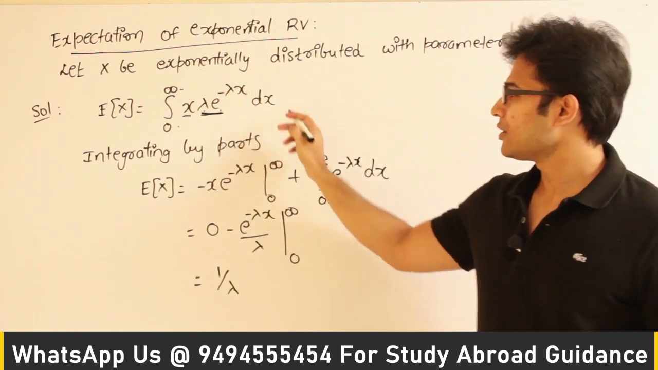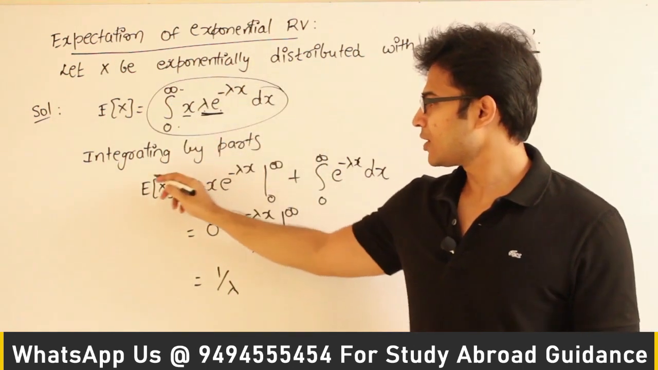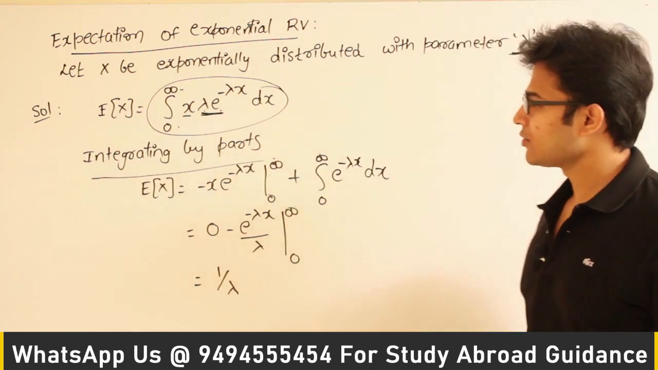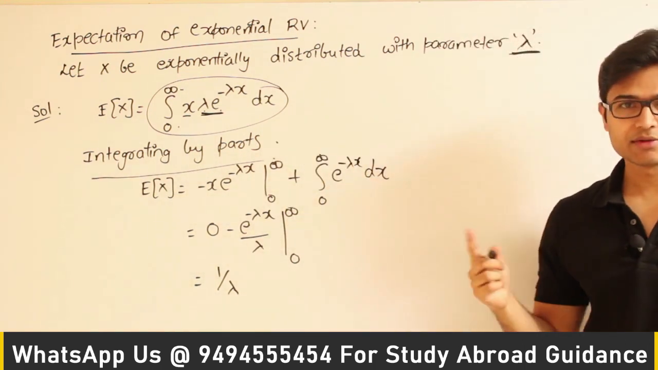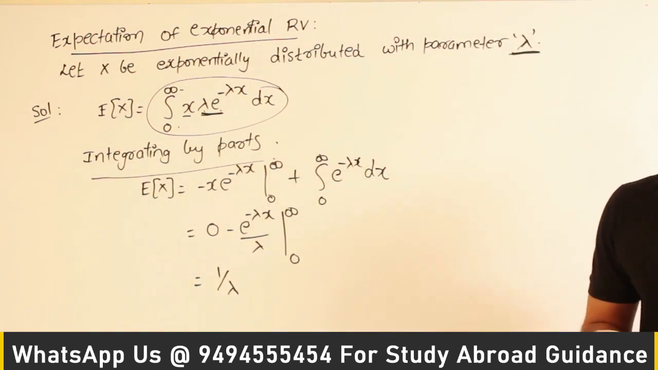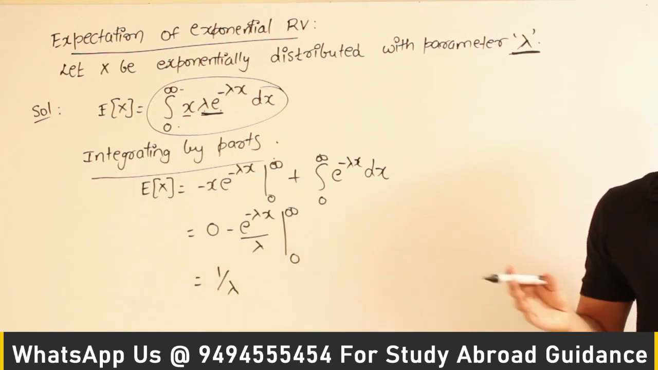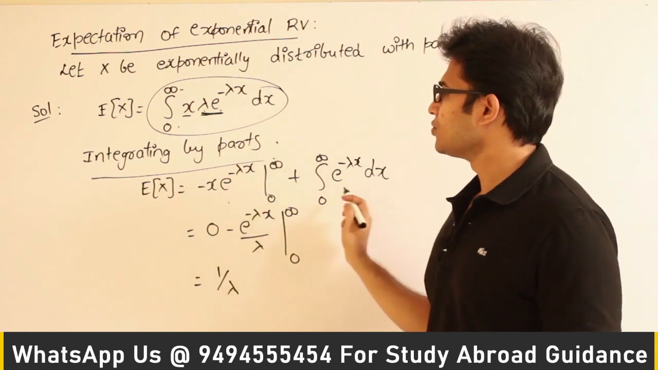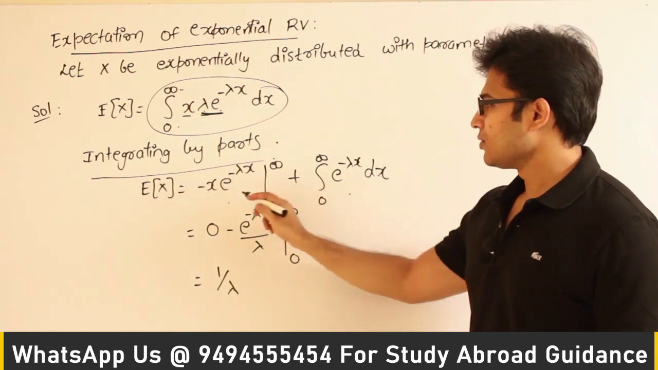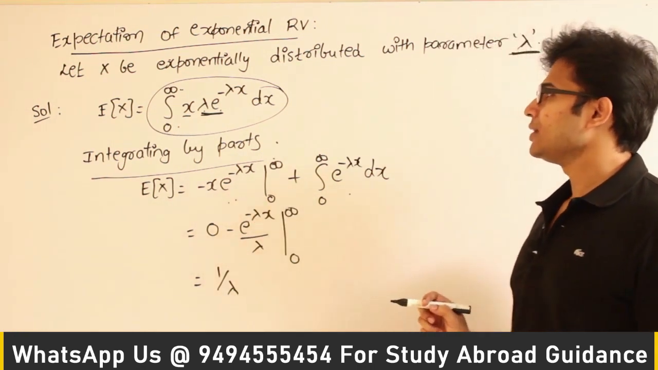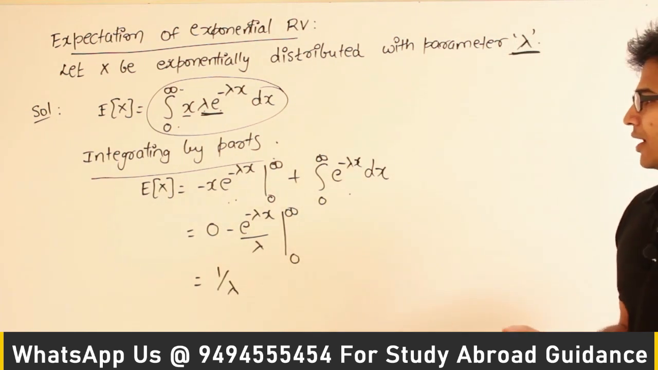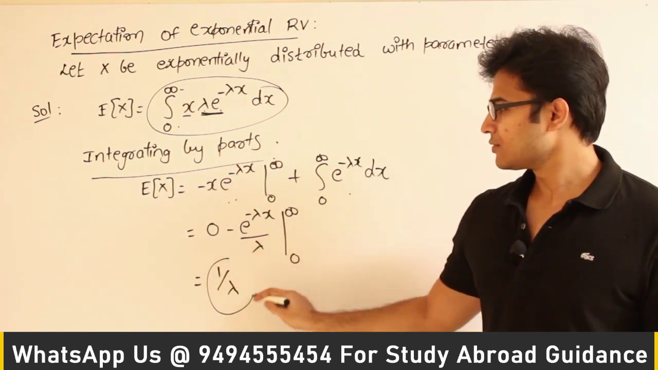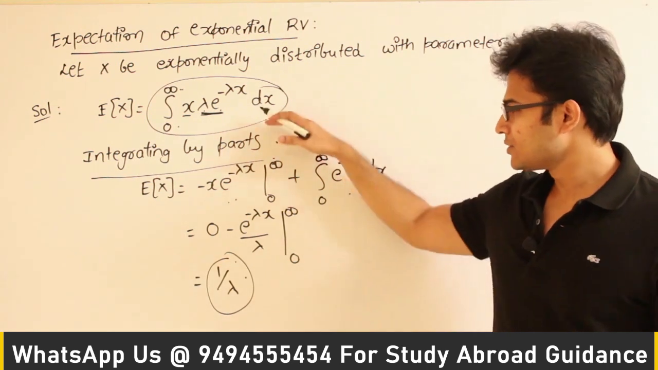Now, in order to integrate this, we are going to apply a formula called integration by parts. We can see it in calculus, where I'll tell you how to divide it and integrate it. So using integration by parts, I divide it into two parts. Those two parts can be integrated separately, and once you integrate them, this is the answer we are going to get: 1 by lambda. So this is the proof.